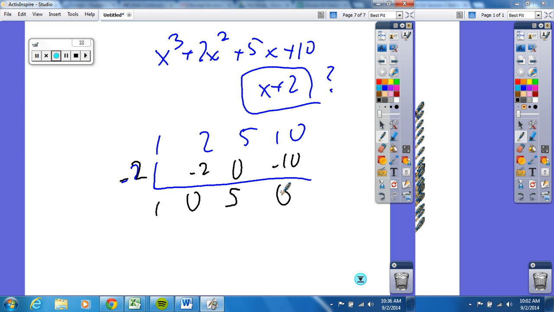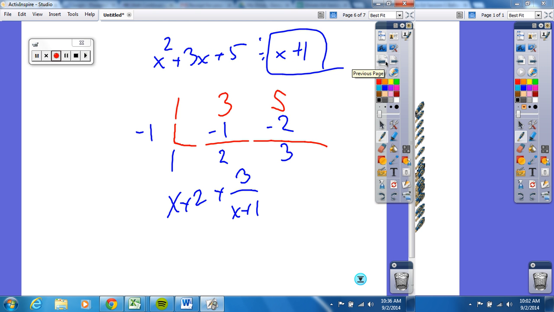If I ended up with a 1, is it a factor? I will tell you something, though, ladies and gentlemen. If I end up with a 1, guess what I know? It's called the remainder theorem. It's called f of negative 2. If I plug in this equation, and let's just pretend this came out to be 1, it would equal 1. Like, let's look back on the previous example we just did here. If I find f of negative 1, let's not even worry about this.